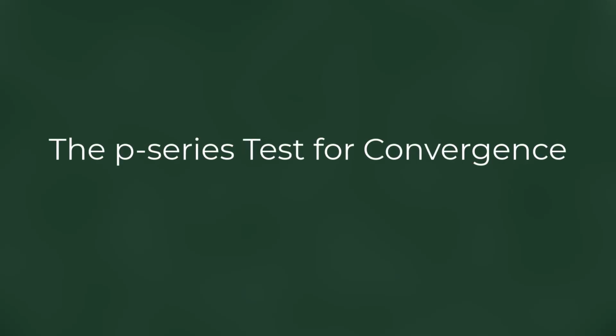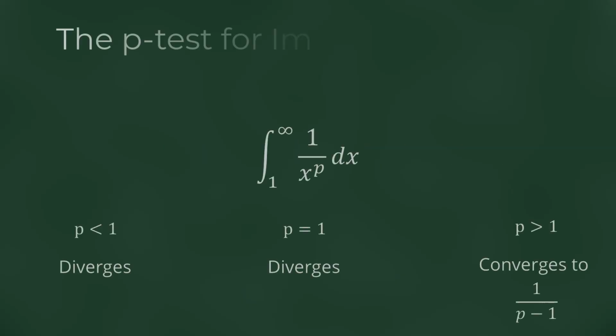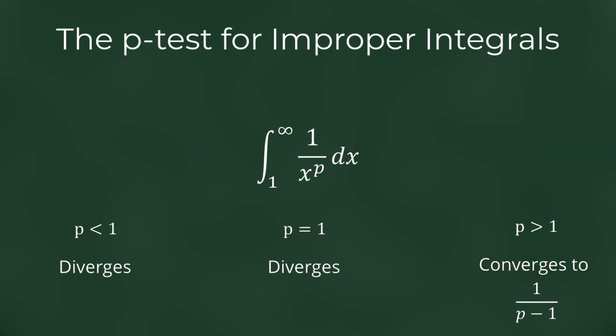We're now going to put together our p-test for improper integrals with the integral test to come up with something called the p-series test for the convergence of a series. Recall that the p-series test for integrals tells us that the integral from 1 to infinity of 1 over x to the p dx converges when p is greater than 1, but diverges in every other case.